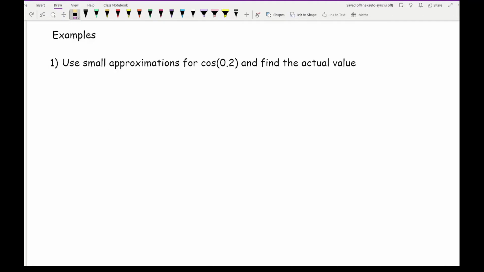So let's have a look at some example questions. The most important thing to establish is to make sure your calculator is in radian mode.